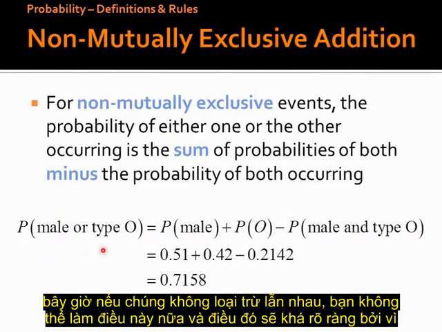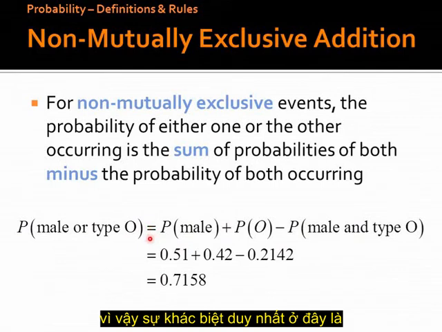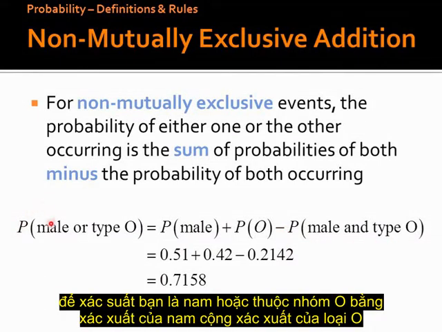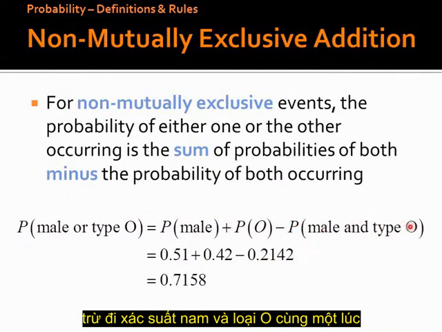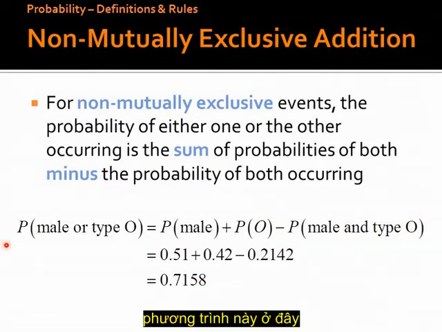Now if they are not mutually exclusive, you can't do this anymore, and that should be quite obvious, because if you try to use the same sum, it is quite possible to end up with a probability that's bigger than 1, right? So the only difference here is you still do the sum of the probabilities, but you have to take away the probability that both occur at the same time. So probability of you being male or type O equals probability of male plus probability of type O minus the probability of male and type O at the same time. Once again, it's straightforward.